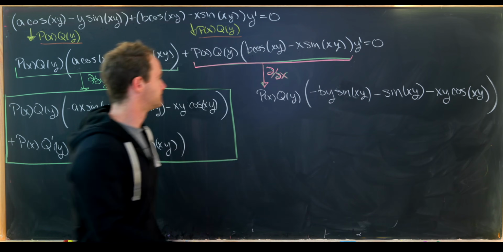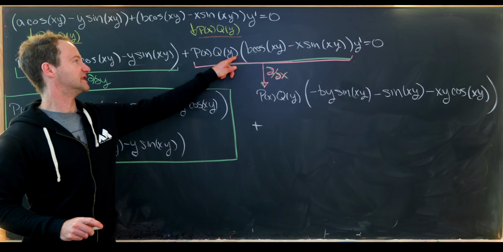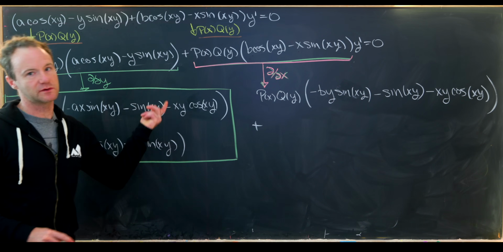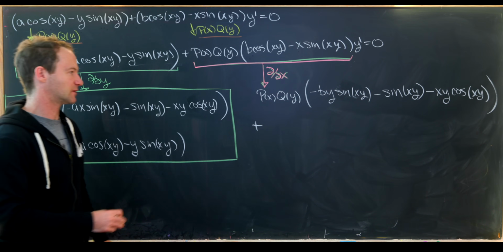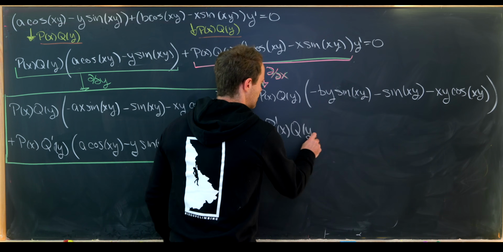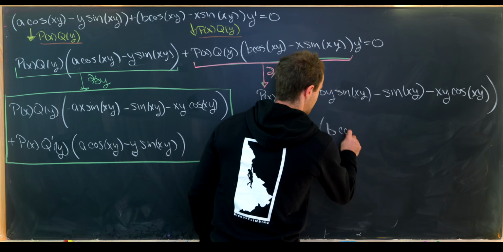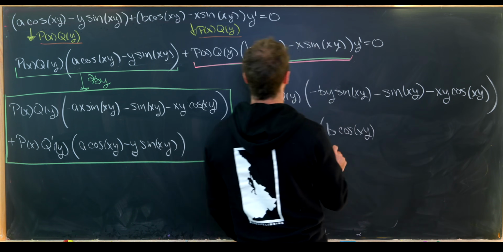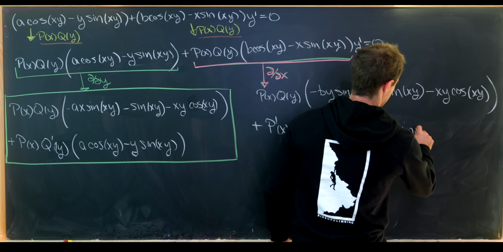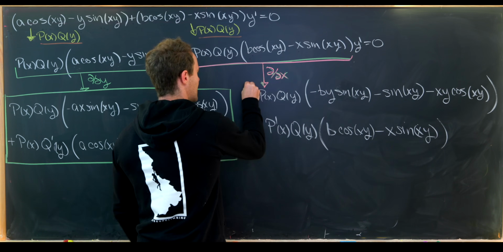Okay, nice. Then we need to add that to what we get from taking the derivative of this p of x times q of y with respect to x. But since p is only the function that depends on x, and q only depends on y, that gives us p prime of x times q of y times what was already in here. So that's going to be b cosine of xy minus x times sine of xy. Okay, so now let's put a box around that.